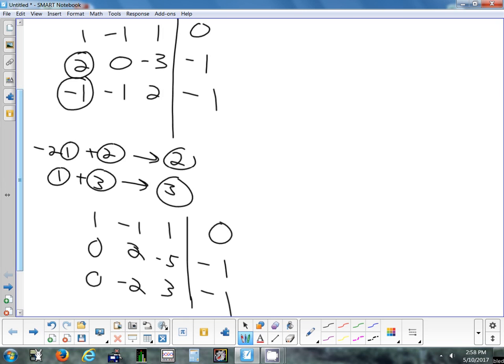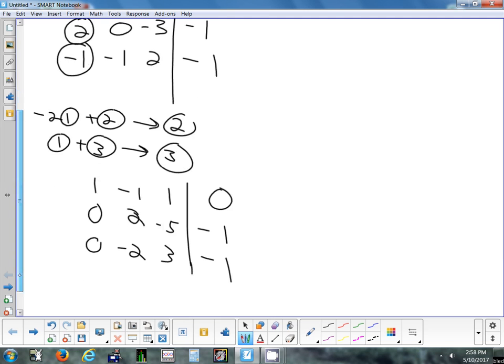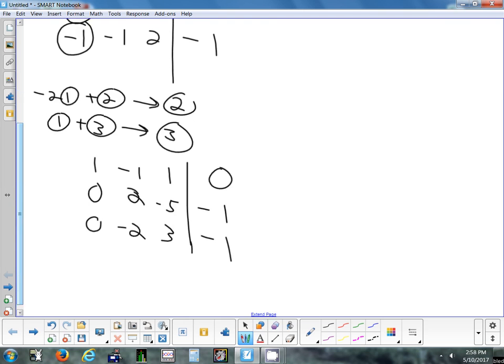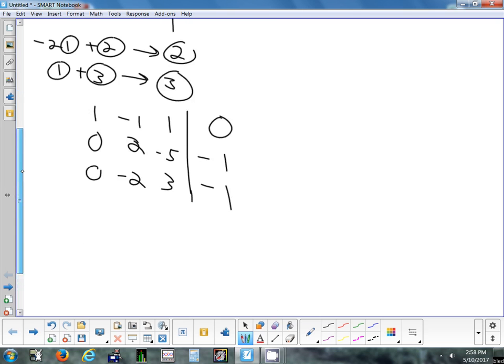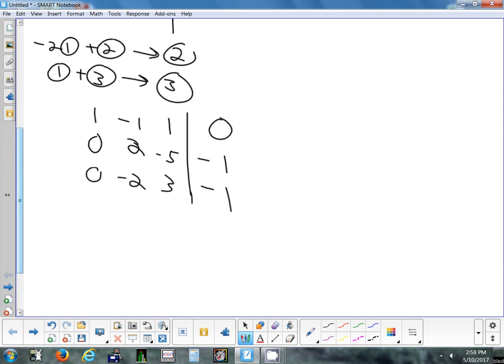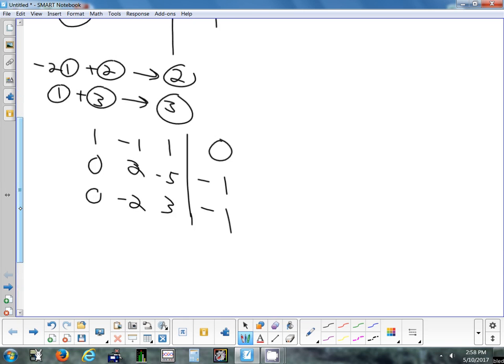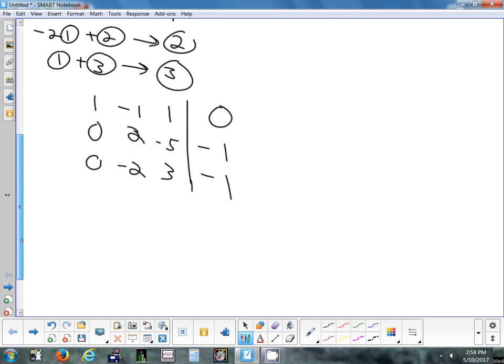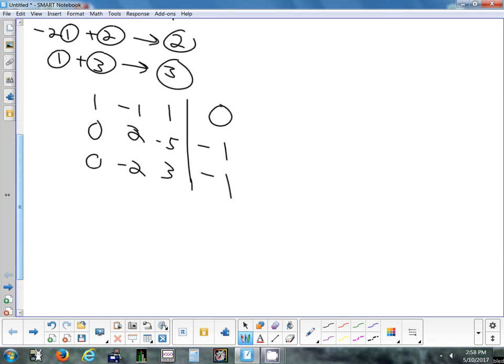Okay, so that first column is the way we want it. In order to not mess that up, we're never going to use row 1 again. If you do anything with row 1 to these 2 rows, you're going to mess up the zeros. So when you're doing this, you want to find a column first, right? And once you get the 2 zeros in that column, don't ever use the first row again. So we're going to use rows 2 and 3 for the rest of the problem.